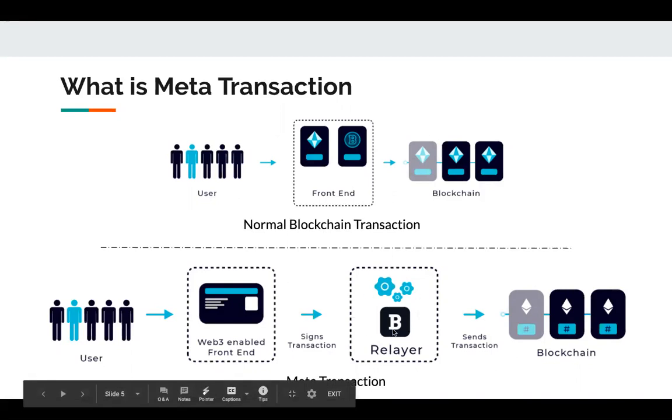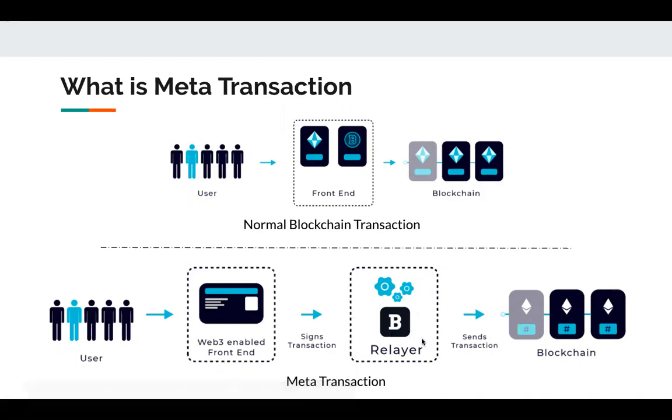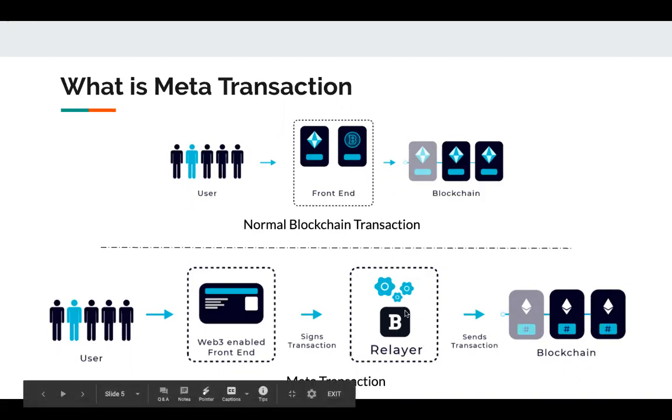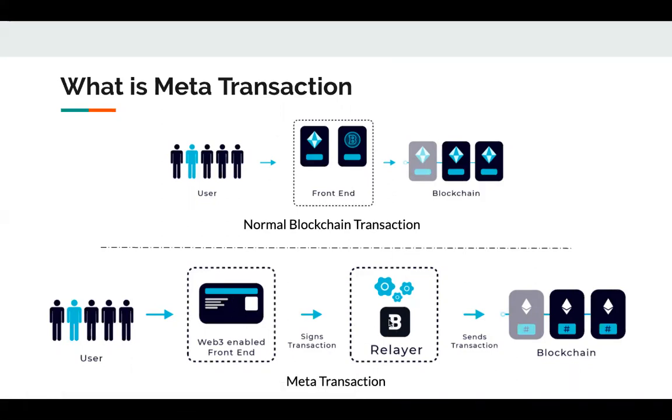Now, what's the incentive for the relayer to actually pay for these users' transactions? It's actually up to this relayer and these dApps. They could make any contract between themselves. Okay, you relay this much amount of my transactions, I'll pay you this much, something like that. So we don't need to go into that right now, but this is what a meta transaction looks like.